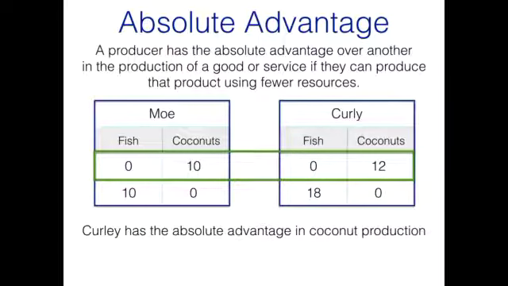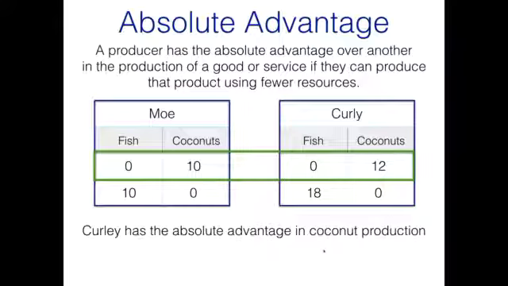So given that Curly is collecting 12 coconuts in a day relative to the 10 that Mo collects, Curly has the absolute advantage in coconut production. He can outproduce Mo in a day when they both spend all of their time collecting coconuts.